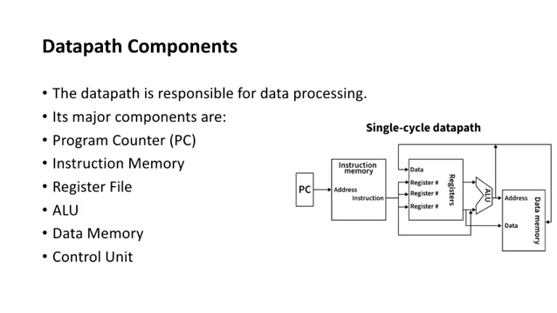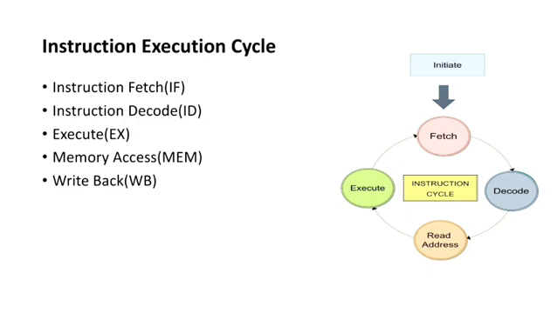Next, we move to the slide instruction execution cycle. Every instruction follows a fixed sequence known as the instruction execution cycle. It consists of 5 stages. Instruction fetch: instruction is fetched from memory. And then instruction decode: instruction is decoded and the operands are read.